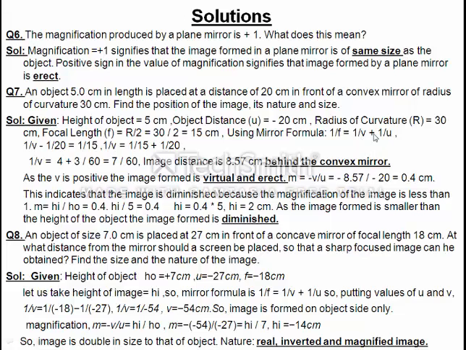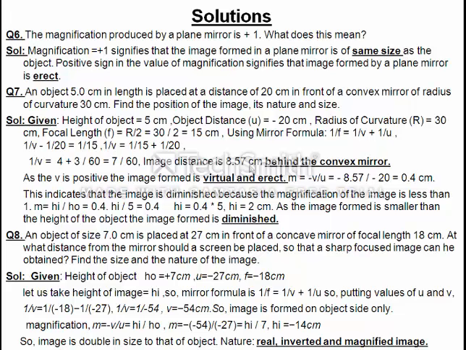Now the mirror formula: 1 by F is equal to 1 by V plus 1 by U, or we can say 1 by V is 1 by F minus 1 by U. So in place of plus, here we can write minus 1 by 20 is equal to 1 by 15, and when we solve, we get 1 by V is equal to 7 by 60, or V is equal to 60 by 7, that is 8.57 centimeter. Since V is positive, it will be behind the mirror. So behind the convex mirror. V is positive, the image is virtual and erect.